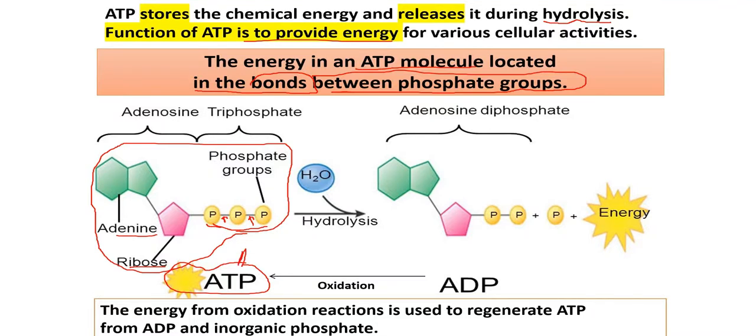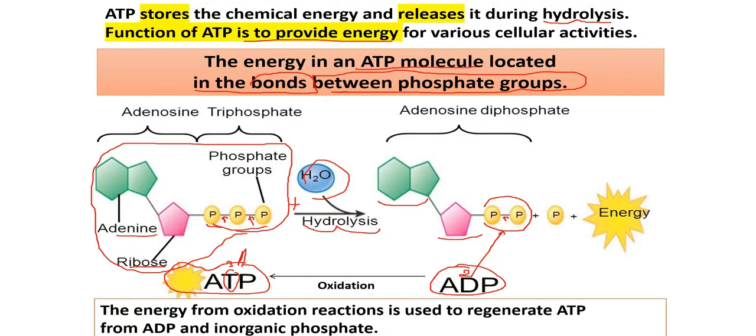But if we put it in the water, yes, it will be a hydrolysis reaction. So we're adding water to this ATP molecule. What will happen? We will have adenine the same, ribose the same, but now we have only two phosphate groups. This molecule is called adenosine diphosphate. D means only two phosphate groups. Adenosine triphosphate means three phosphate groups in the original. Adenosine diphosphate, two phosphate groups.